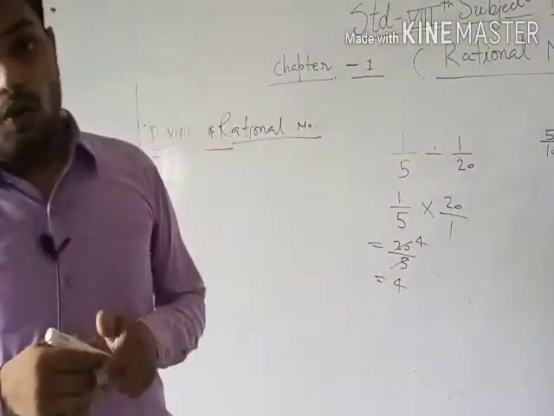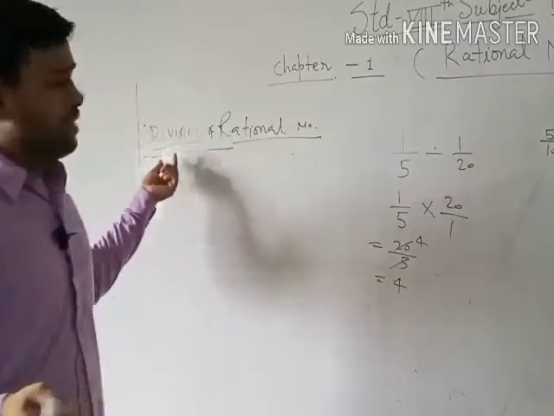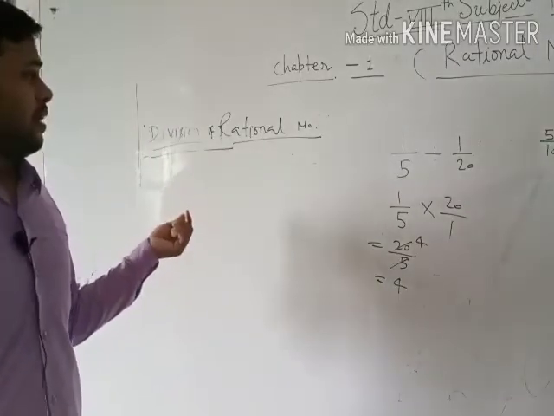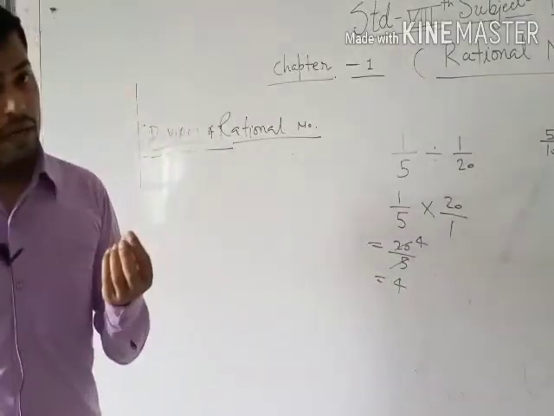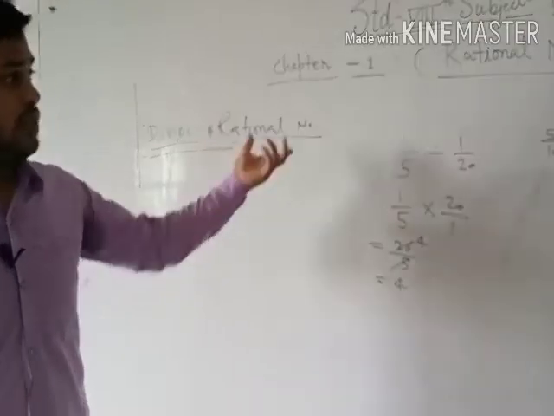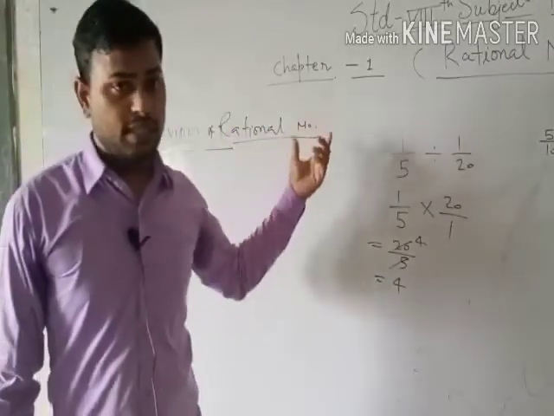Okay. So I have told you about the rational number, division of rational number, multiplication of rational number, addition of rational number, subtraction of rational number. So our topic is completed and you have to do the exercise. Exercise question you will solve, and in my next video I will tell you about the exercises.